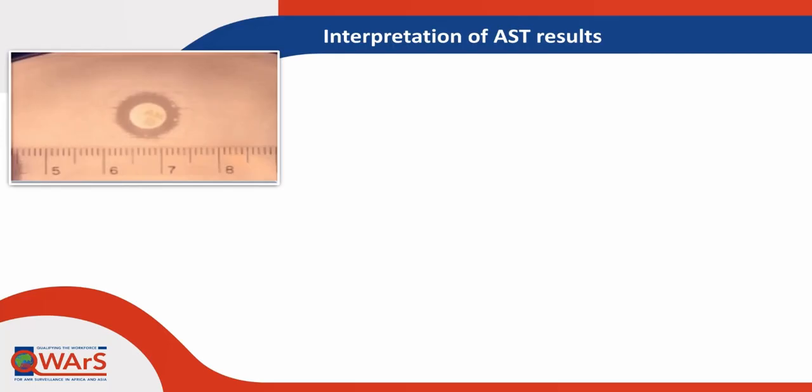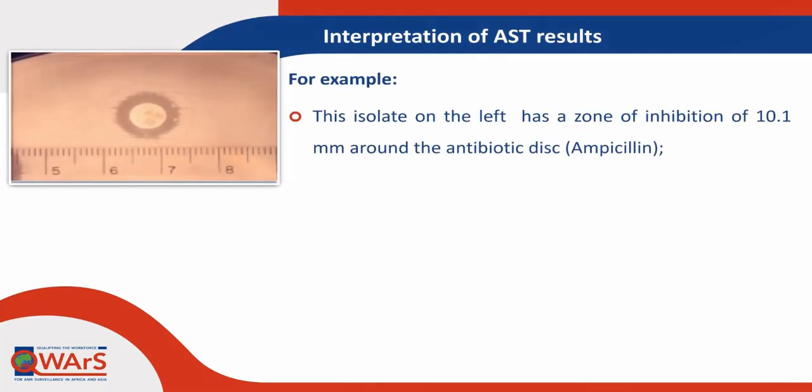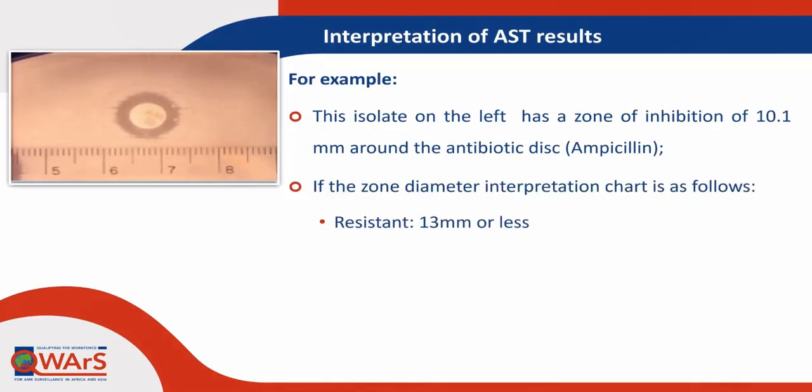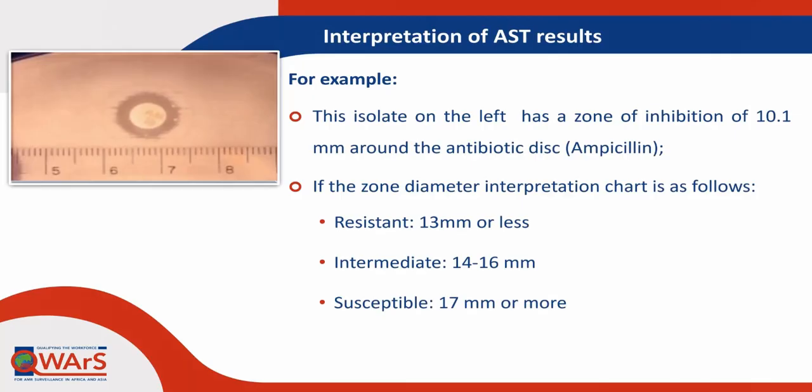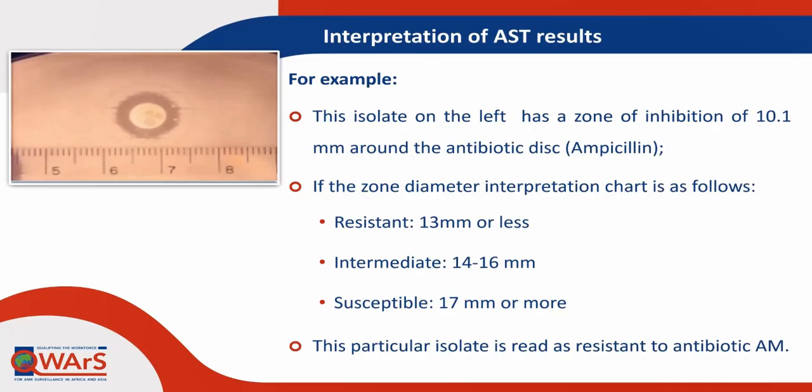For example, this isolate on the left has a zone of inhibition of 10.1 millimeters around the antibiotic disc, ampicillin. If the zone diameter interpretation chart is as follows: resistant 13 millimeters or less, intermediate 14 to 16 millimeters, susceptible 17 millimeters or more. This particular isolate is read as resistant to antibiotic ampicillin.